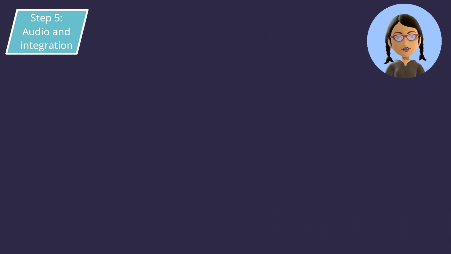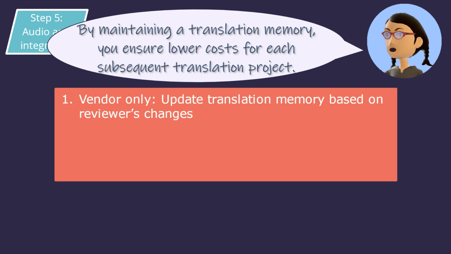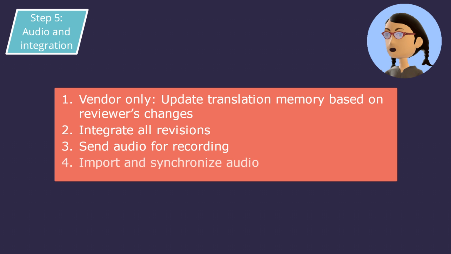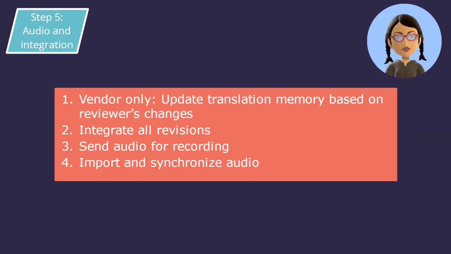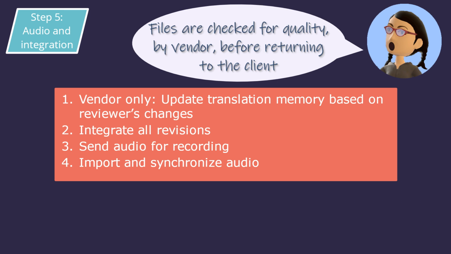In Step 5, the process is much the same regardless of whether the integration is done in-house or by the vendor. If you use the TMS vendor, the translation memory is updated based on the reviewer's changes. All revisions are integrated. If there is audio, scripts are sent to the voice talent for recording. When the recorded audio is returned, import and synchronize it with any graphics or animation as required. If a vendor handles Step 5, the files are checked for quality before returning to the client.